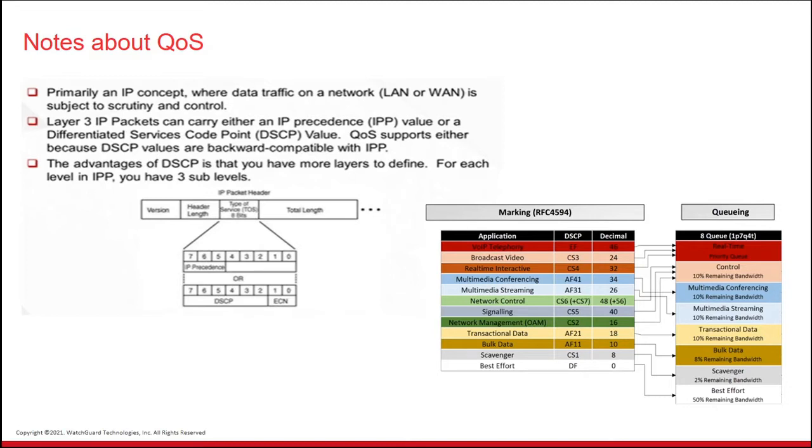Layer 3 IP packets can carry either an IP precedence, which we talked about earlier in the previous slide, or the differentiated services. The advantage of differentiated services is that you have more layers to define. If anyone has used quality of service before, you will be familiar with DSCP marking. For example, the EF is one of the most famous ones, related to VoIP. You can see that also in decimal, or sometimes it's related to real-time interactive, signaling, or network management, depending on the type of traffic. If the DSCP is DF, it means best effort, and the decimal is going to be 0 in this scenario. So most of the time you're going to have the highest priority for real-time, then you have control like 10%, multimedia 10%, and so on. So you do the planning and you do the quality of service marking accordingly.